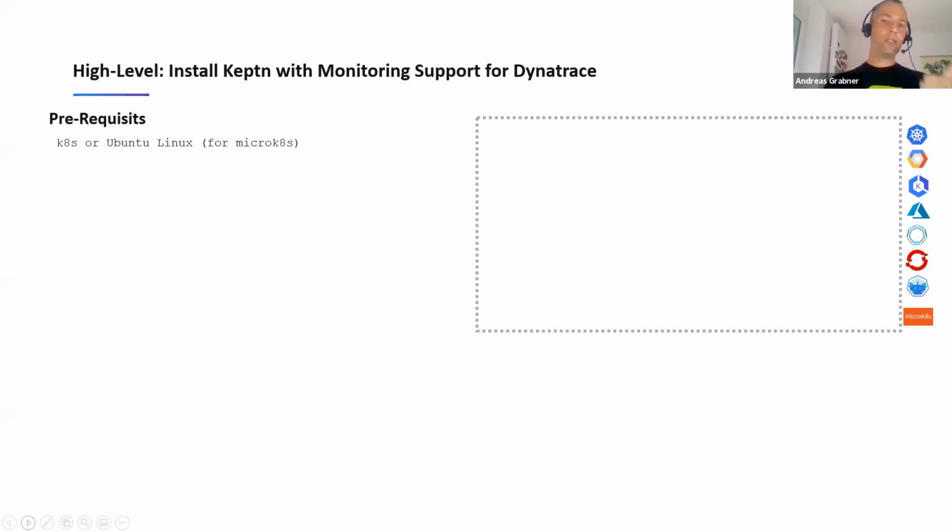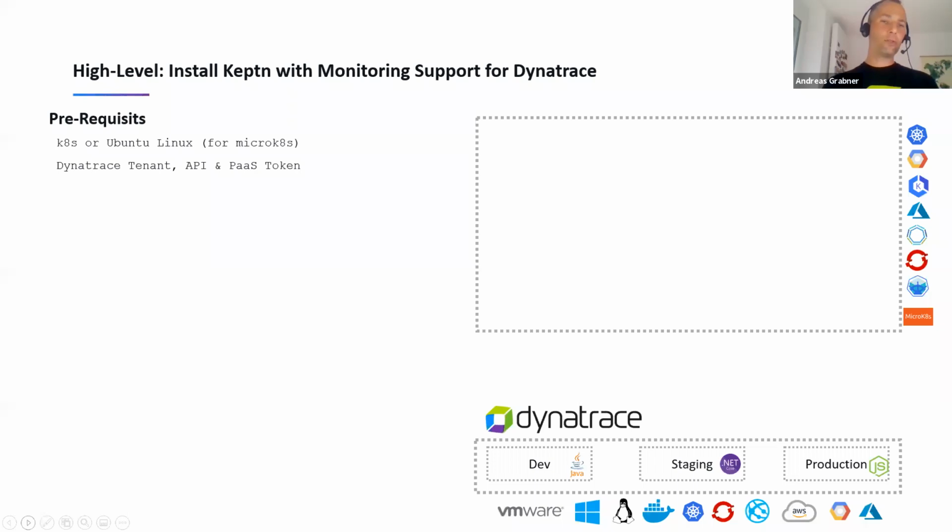We need a place to install Keptn. And for our purpose today, because we're using Dynatrace, we need the Dynatrace tenant, the API, and the PaaS token which we've created earlier. If you want to do the whole tutorial using Prometheus instead of Dynatrace, you can also do this. Just go to tutorials.keptn.com, and then you will find the Prometheus specific tutorials. So these are the prerequisites.